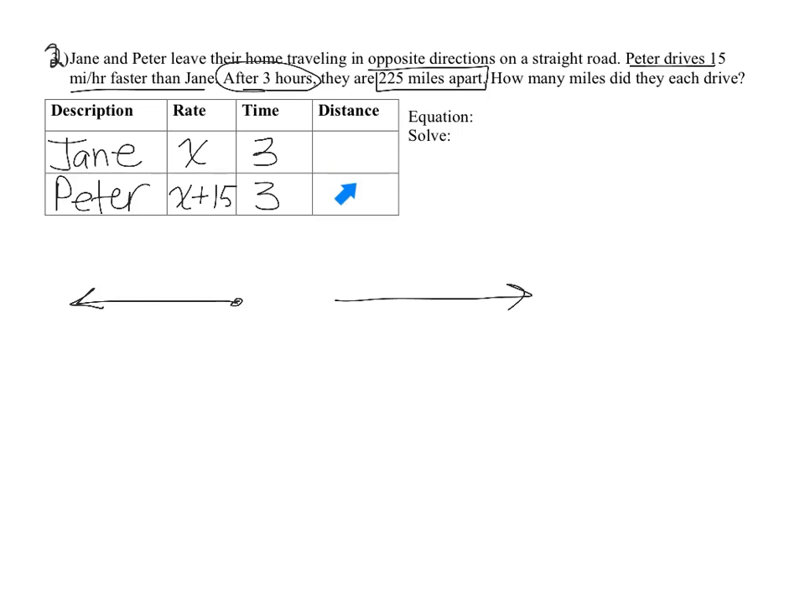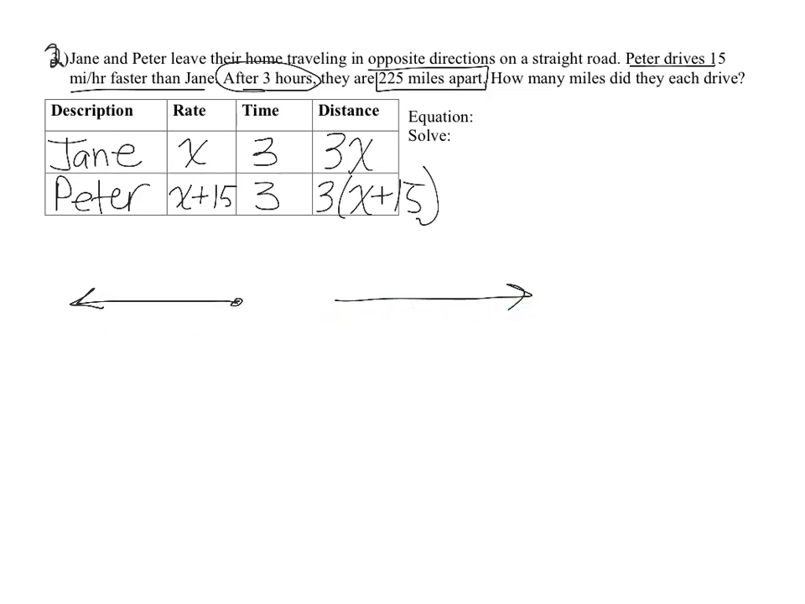The distance column is always the rate times the time, because this has to represent Jane's distance. So Jane's distance is going to be X times 3, which is better written as 3X. Peter's distance is going to be X plus 15 times 3. So it's 3, and then in parentheses, X plus 15. Now, in this case, it does not say that they're going in the same direction. They're going in opposite directions.